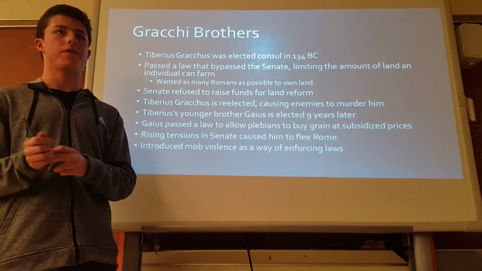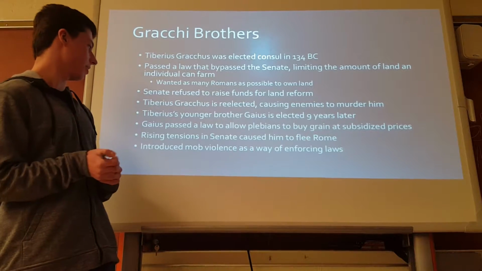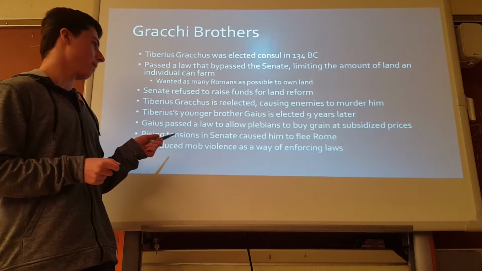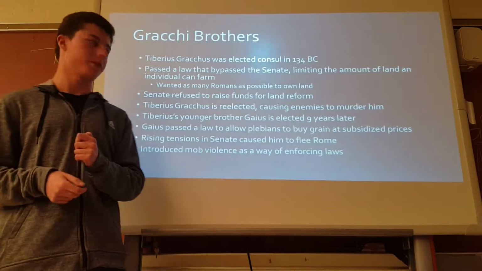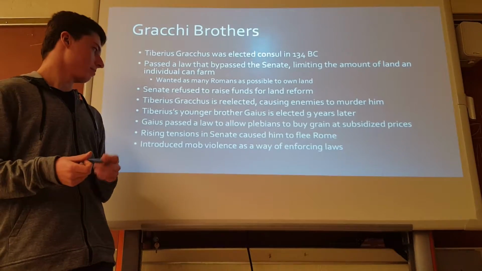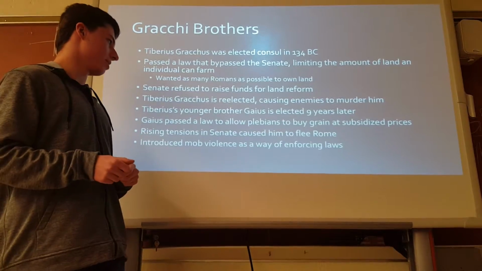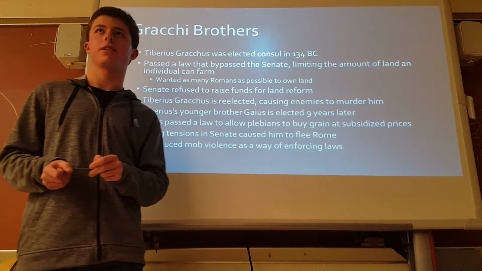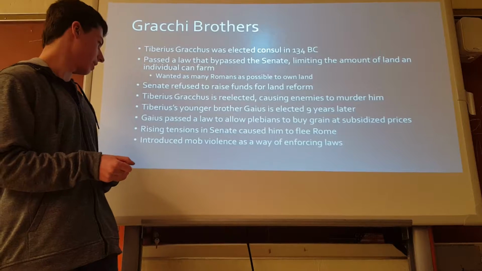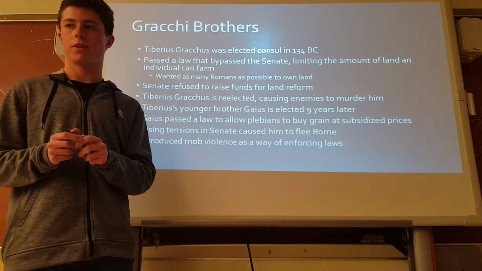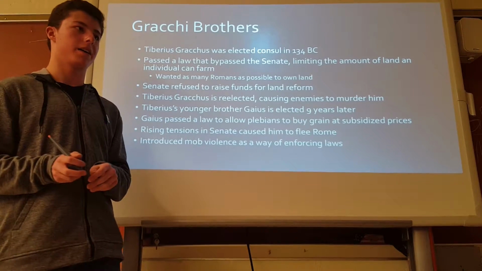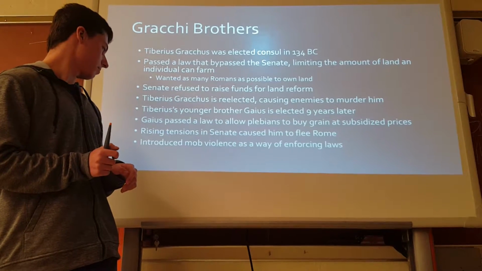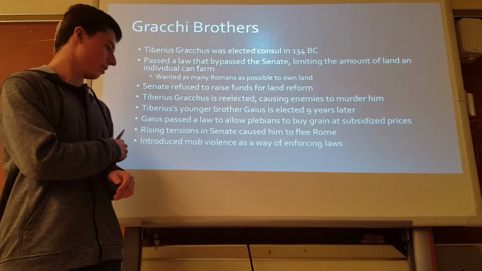And Gaius Gracchus sort of had the same attitude as Tiberius Gracchus. So he passed a law to allow the plebeians to buy grain at lower prices. Tensions rose in the Senate, and this prompted Gaius to flee Rome. Some people say he was suicided, some people said he lived the rest of his life in hiding, but he just left. No one truly knows, except probably him.